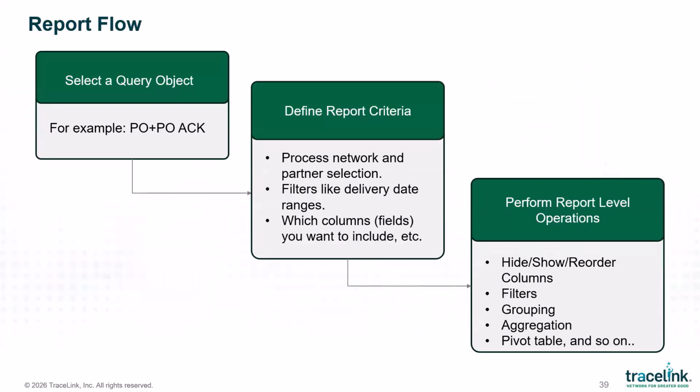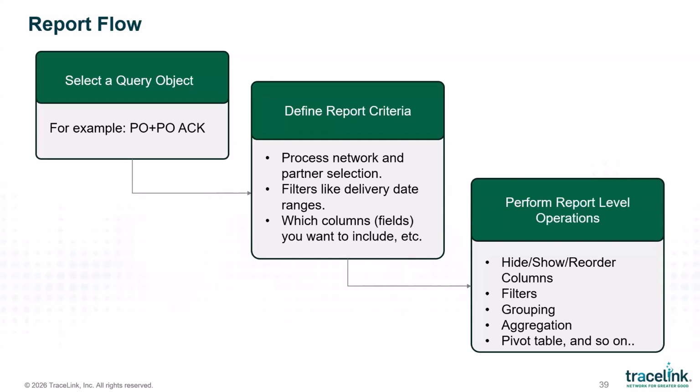You can think of a report as having three main parts. You first select the query object. Then you define the report criteria such as process network and partner selection, filters like delivery date ranges, which columns, fields you want to include. Lastly, you interact with the reports. Once the data is retrieved, reports provide a rich set of interactive features: hide, show, and reorder columns, filtering and sorting directly in the table, group by and pivot mode to summarize data at different levels, computed columns to create custom metrics, for example, difference between ASN and PO delivery dates, using drag and drop operators instead of code. All of this is done through an intuitive drag and drop interface that displays real-time data during creation.